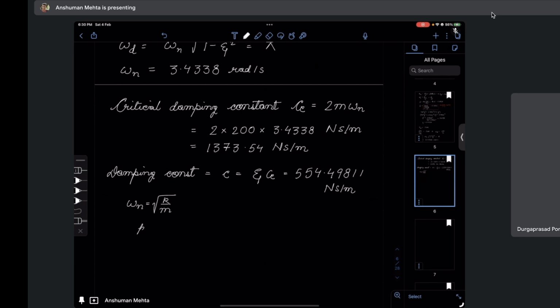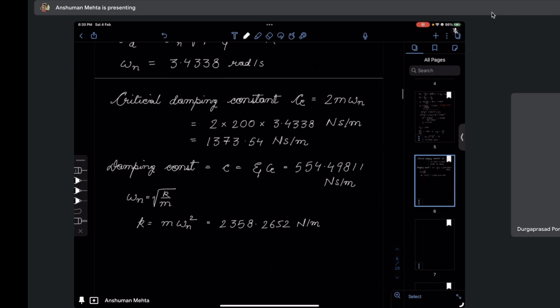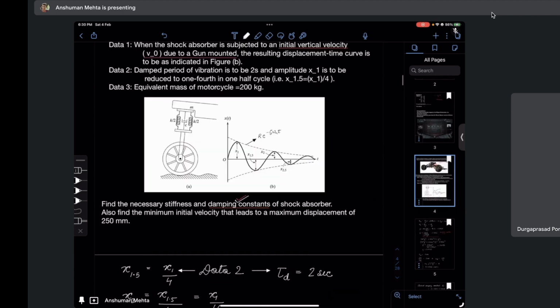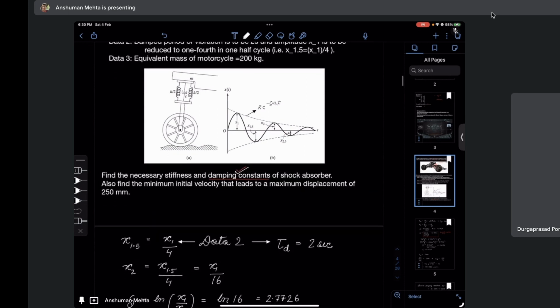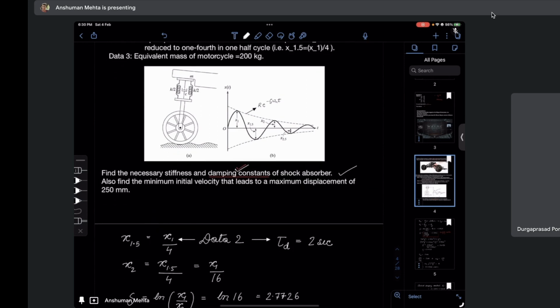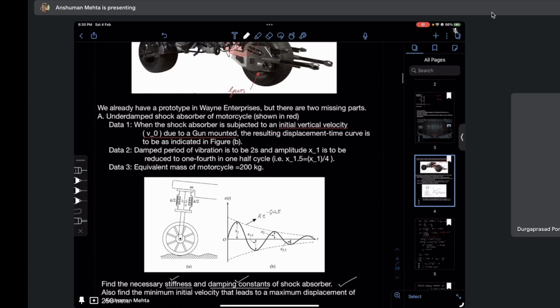So k is equal to m omega n square, which is equal to 2358.2652 Newton per meter. So we got A.1 solution. Now we will be solving for A.2, which is to find the maximum initial velocity that leads to a maximum displacement of 250 mm. It's given that the maximum displacement it can handle is 250 mm.